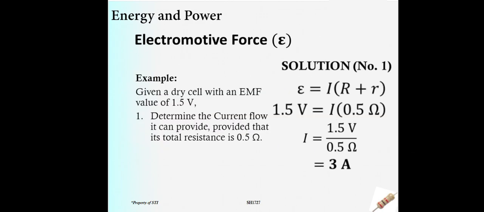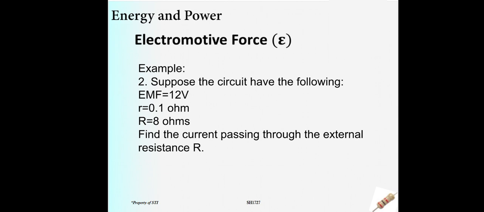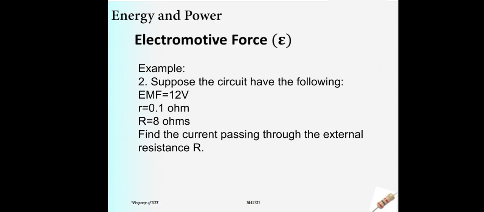So, I hope you understand this one, no? Okay, let's proceed to another example. Suppose the circuit have the following. Meron EMF na 12 volts, internal resistance na 0.1 ohms, and external resistance 8 ohms. So, hanapin din natin ulit, no, yung current passing through the external resistance. Okay. So, I want you to do this on your own. Kindly pause, no, for a while, and then do this in your notebook para ma-practice nyo. Okay?